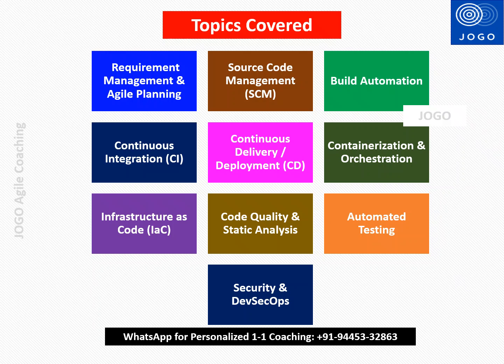The stages are requirement management and agile planning, source code control management, build automation, continuous integration, continuous delivery and deployment, containerization and orchestration, infrastructure as code, code quality and static analysis, automated testing, and security and DevOps. So we will be understanding these stages in detail along with the tools used in each of these stages. Please watch this full video to understand everything.